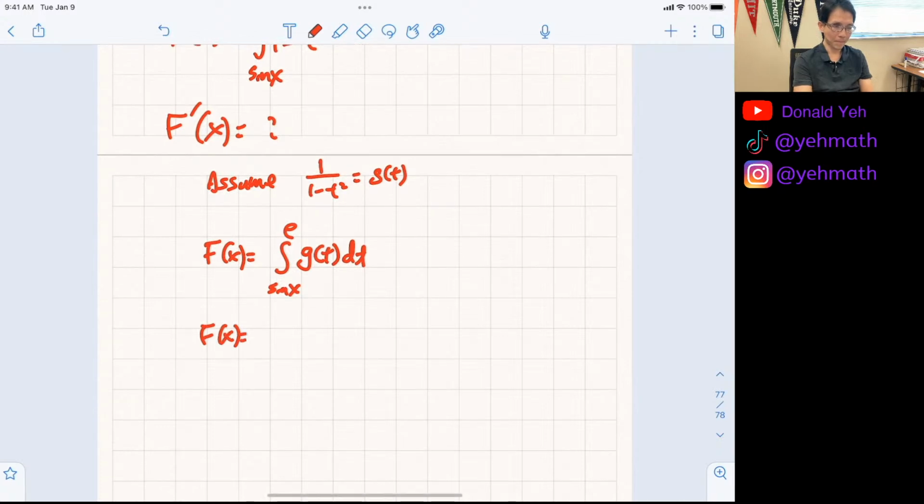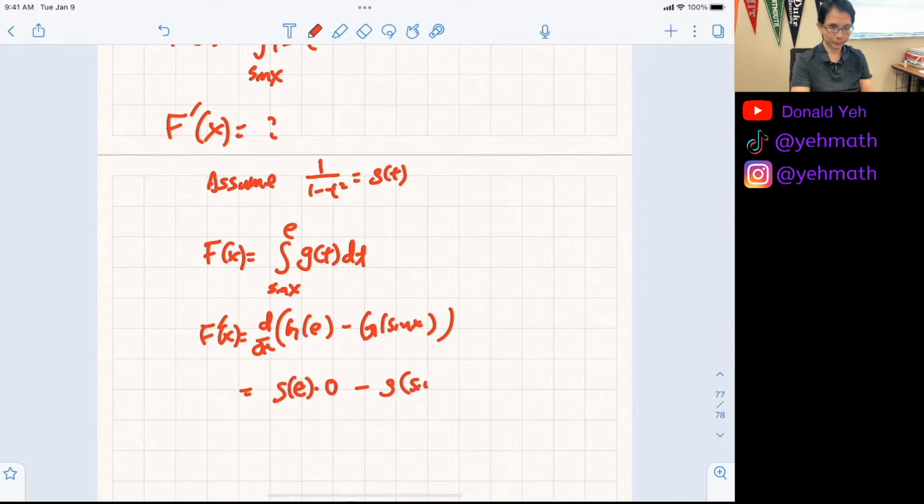So if I integrate this, I'm gonna get g of e minus g of sine of x, right? And I'm gonna take a derivative after that because I'm going to prime both sides. So that's g of e. E is a constant, so the derivative of e is 0.